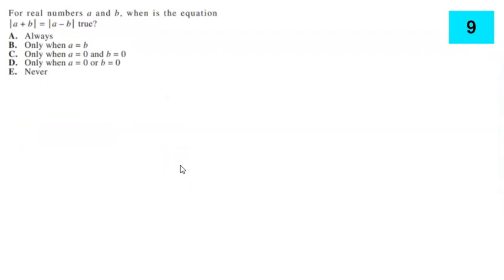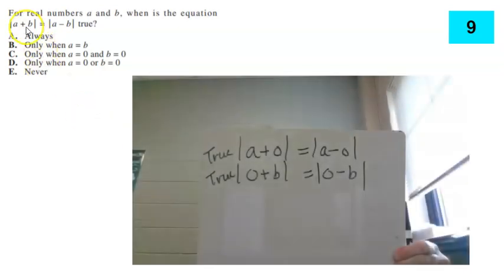For real numbers a and b, when is the equation the absolute value of a plus b the same as the absolute value of a minus b true? Well, it is definitely not always true, because if I put in 1 and 2, I obviously don't get the same answer. That would be the absolute value of 1 plus 2, which is absolute value of 3, and absolute value of 1 minus 2 is 1, so it's not always.